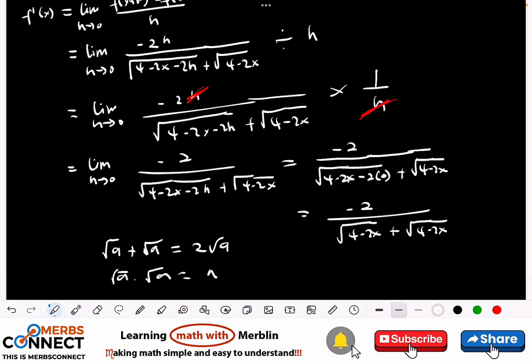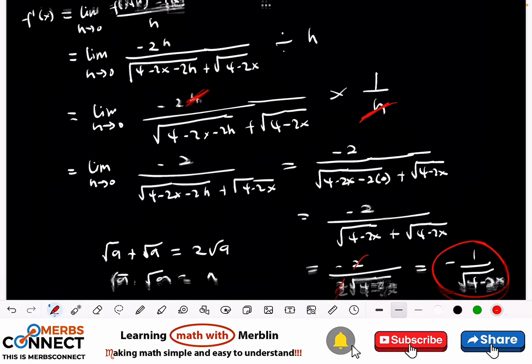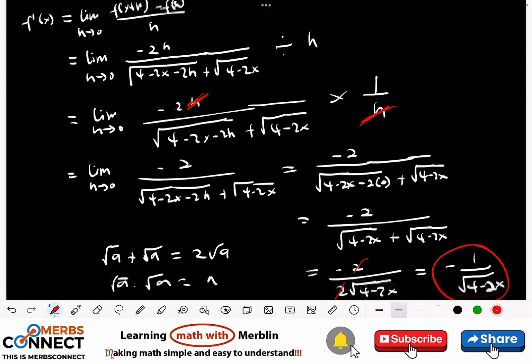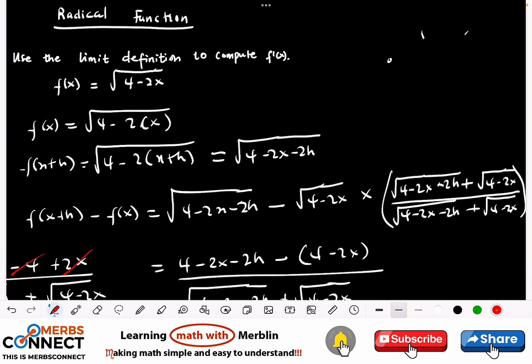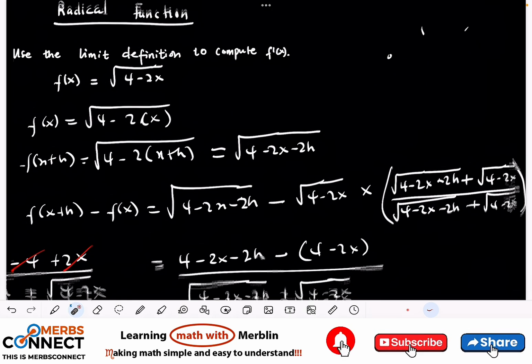So this is going to give us minus 2 divided by 2 root of 4 minus 2x. Then I can cancel the 2 out. So my final result should be minus 1 divided by root of 4 minus 2x. Good. So this is what I'm going to get at the end of the day when I'm dealing with the radical function. So one way of confirming this is also by differentiating this function using the chain rule, right?